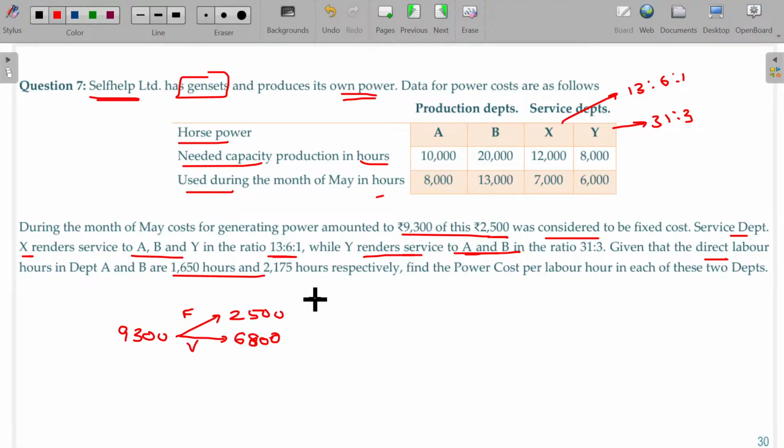Now this will be segregated to A, B, X, Y. Here the overheads are classified into fixed and variable nature. Fixed nature will be distributed using the capacity of the plant. In case of variable, used capacity will be followed, right?